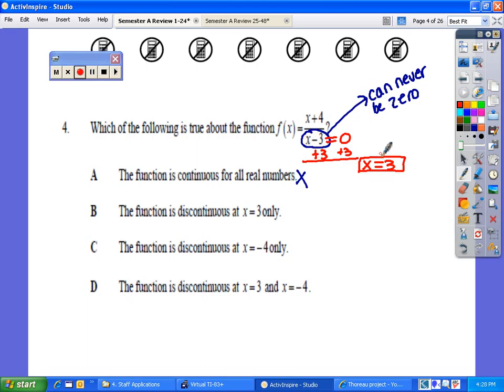Since that can never happen, this is going to be a hole. Well, since that's a hole, that's a point of discontinuity. So that means that the function is discontinuous at x equals 3. It is not discontinuous at x equals -4. Actually, at x equals -4, it's something else, which we will go into more in the second semester. All right.